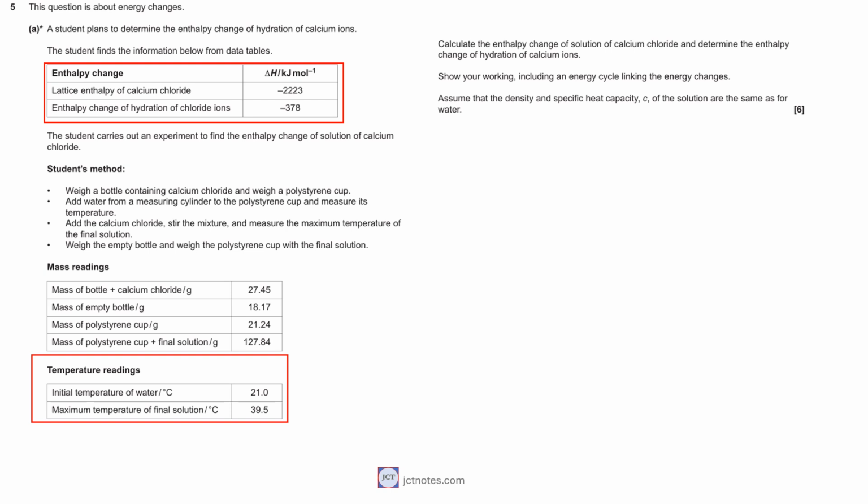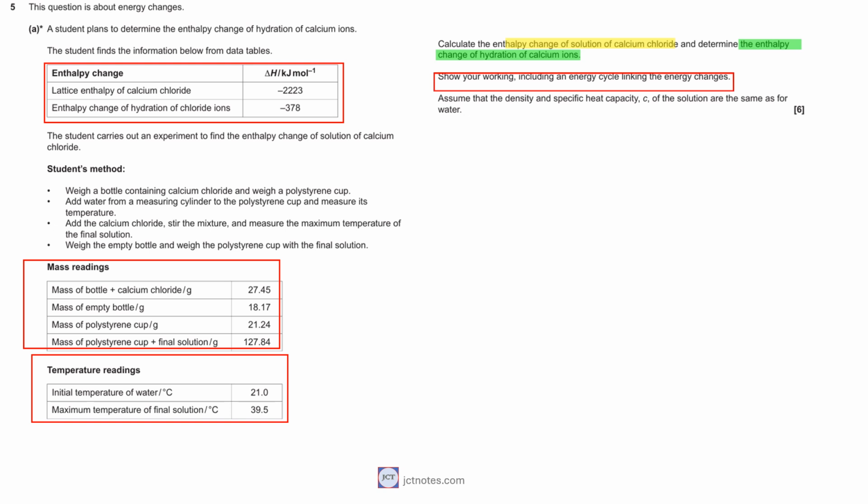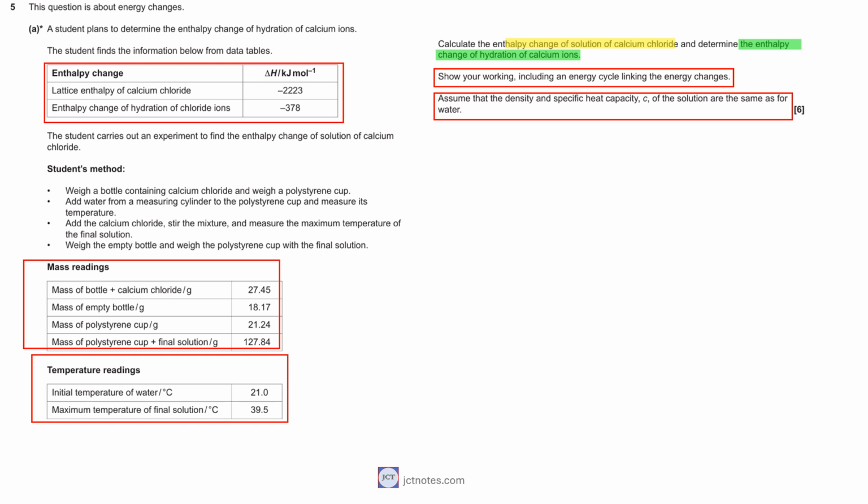We are given data to calculate the masses of water and calcium chloride and the increase in temperature. We are asked to calculate the enthalpy change of solution of calcium chloride and determine the enthalpy change of hydration of calcium ions, showing our work, including an energy cycle linking the energy changes. We assume that the density and specific heat capacity of the solution are the same as for water. As the question is long, I will address it in steps and clear the space as we progress.